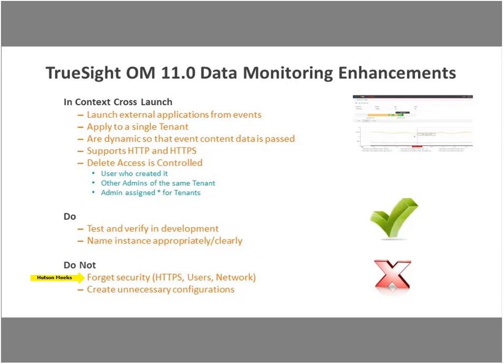Don't forget about things like security. Does the application you're cross-launching into require HTTPS? And we do support that. What about user authentication? What about network connectivity? Is a user who's in the presentation server on their desktop going to be able to launch in context across the network from their location to this application that you've set up the URL for? Think through those things before you start implementing it, even testing it in development and so forth.